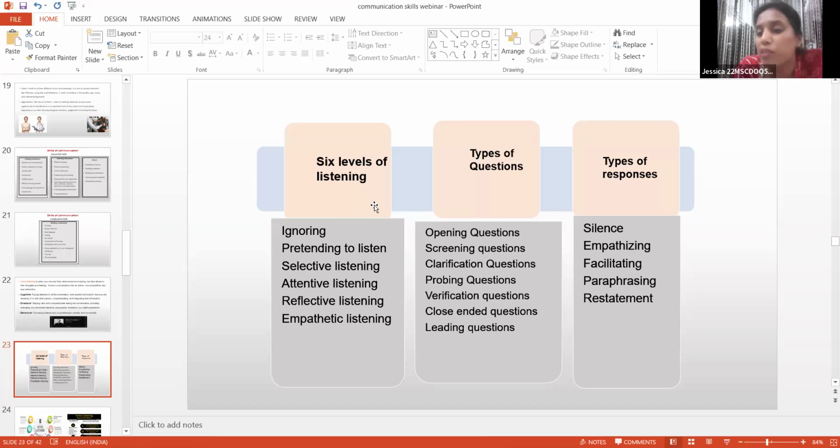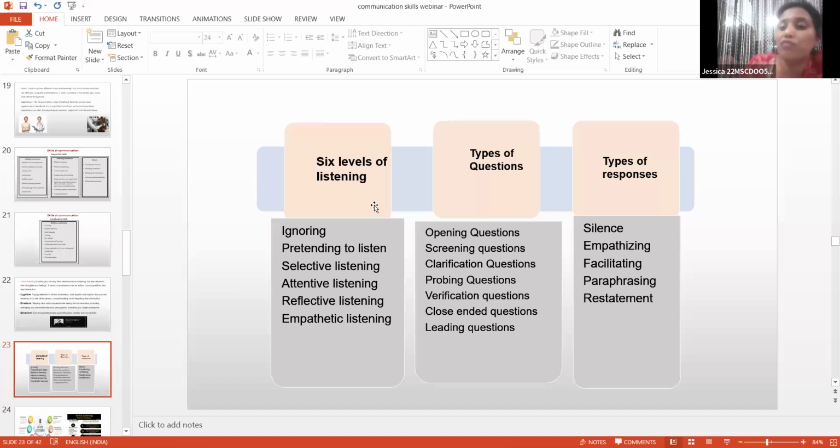Closed-ended questions are especially useful when we are dealing with sensitive issues, when we are taking the sexual history or the mental history. Maybe a closed-ended question is more appropriate. Leading questions, according to Dr. Hahnemann, can be asked when there is one-sided interaction or case taking.